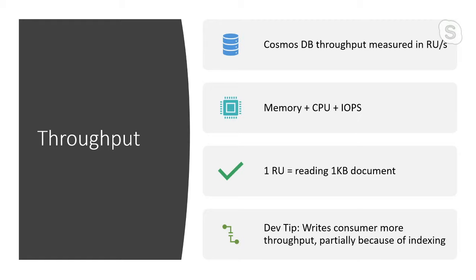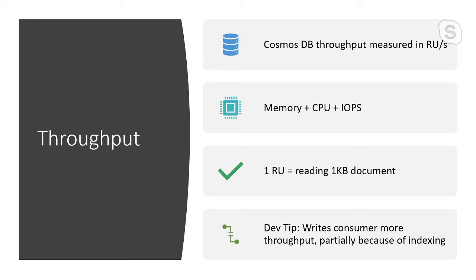Throughput. This is something that I want to touch on before we jump into further details. Throughput is provisioned to ensure there are sufficient system resources available to meet or exceed the Cosmos SLA, which is for the reads and writes.